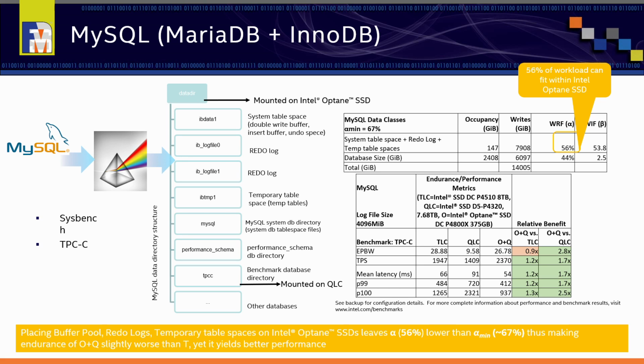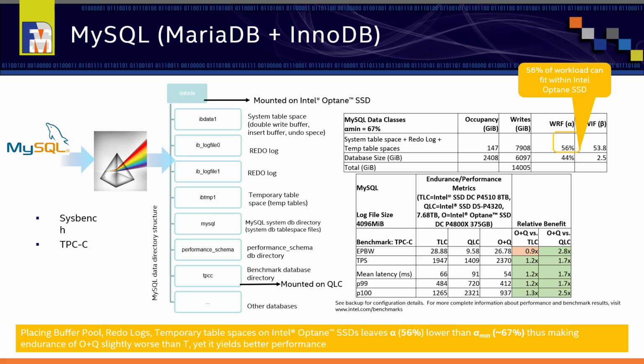After analyzing the workload, we found that just pinning those 3 files or 3 portions of data, we are able to capture more than 50% of writes. And again, this data is relatively small on the disk, so it's a perfect candidate to be put on Optane.